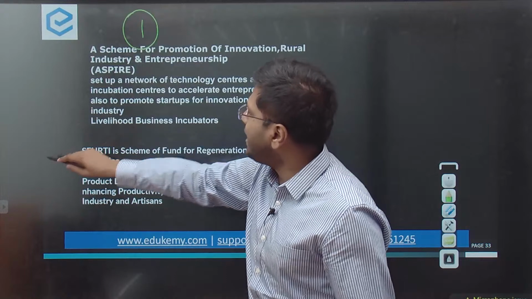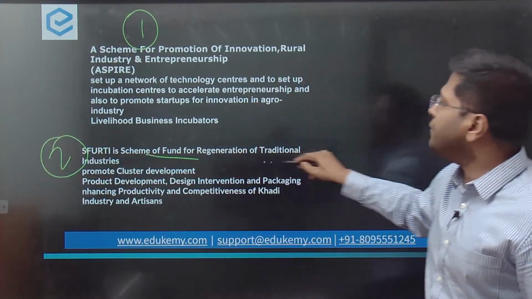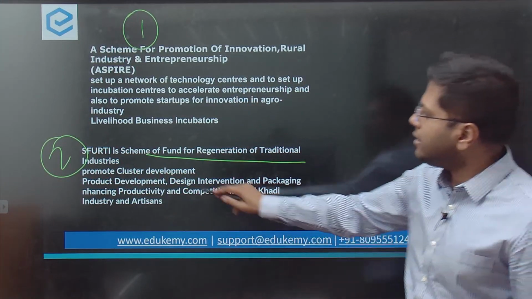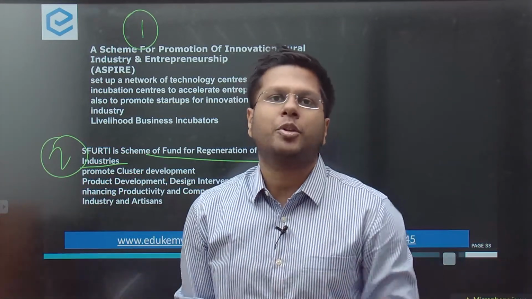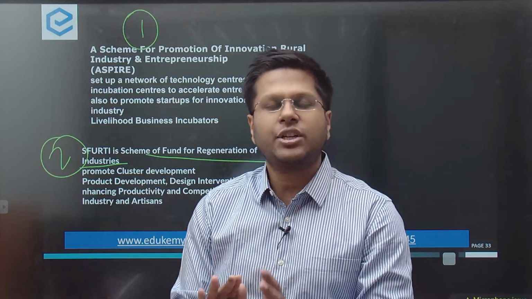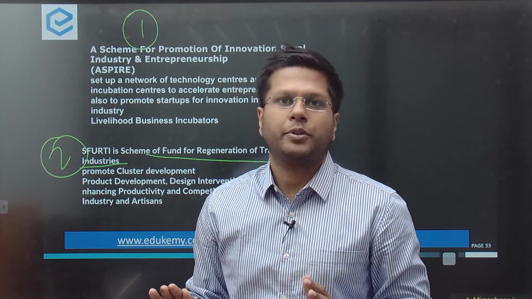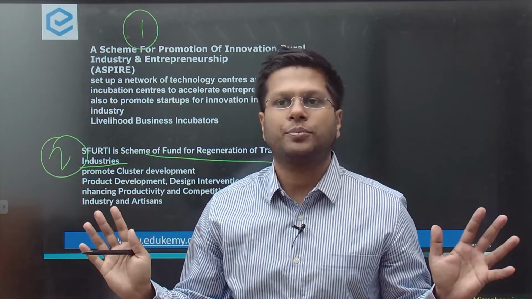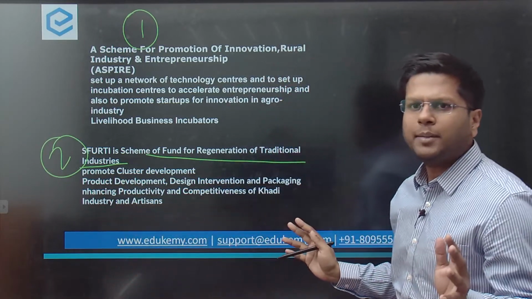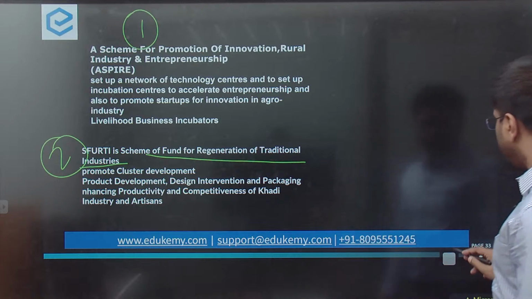Similarly, just like ASPIRE, we have SFURTI, the scheme for fund for regeneration of traditional industries. So what does it want? A cluster approach to a product. ODOP, One District One Product, is a cluster approach, right? Similarly, having food parks or textile parks are cluster approaches, right? So that's the primary agenda here.